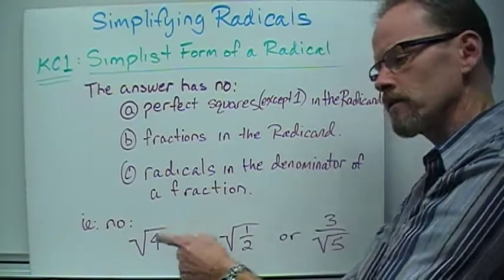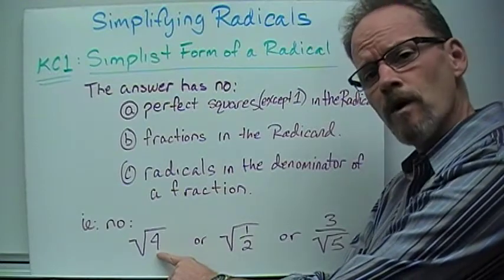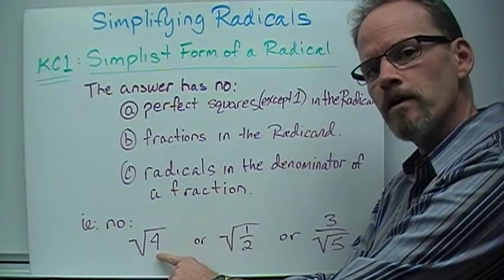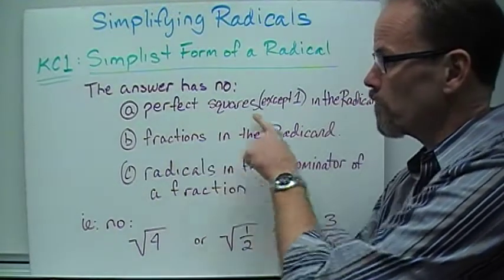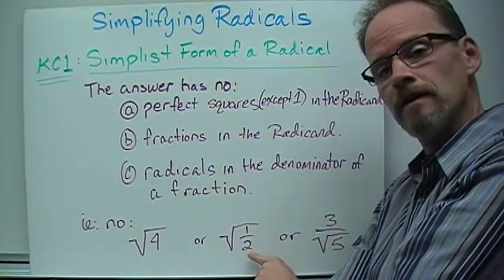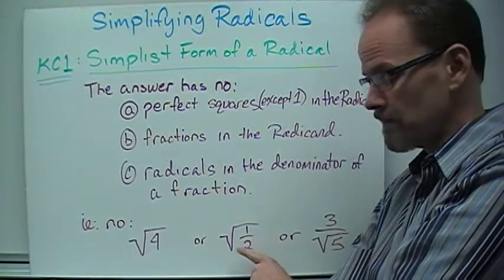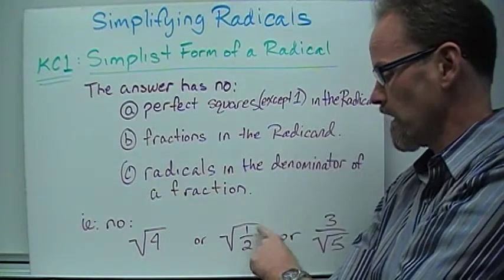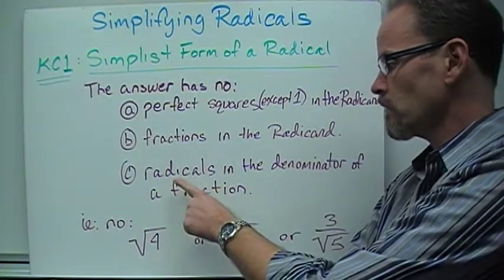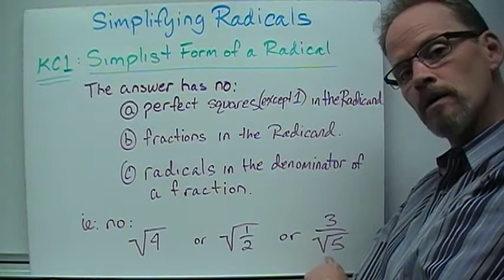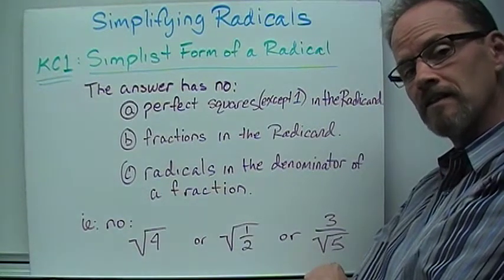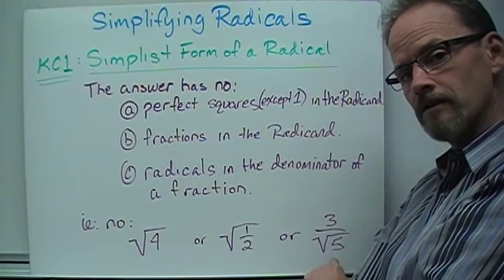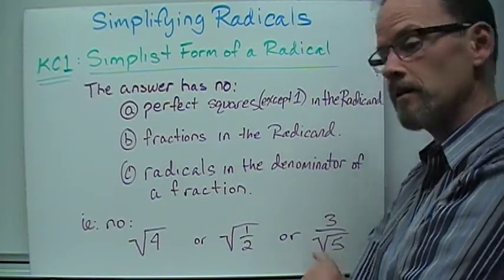Here's a couple examples. The first one, for example, a perfect square: no perfect squares. The second one, no fractions, please, in the radical. No fractions as the radicand. That would be the radicand. And then the last one, no square root signs or radical signs in the denominator of the answer. So let's see what that looks like.